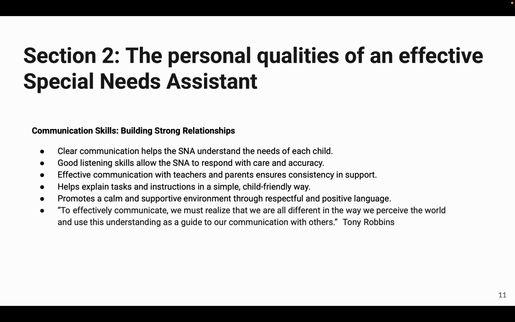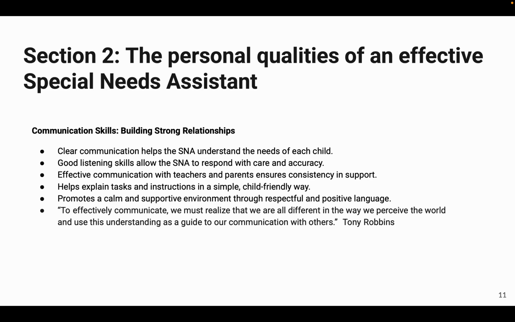Communication skills. Building strong relationships. To build strong relationships, you should use clear communication. This helps the SNA understand the needs of each child. Being a good listener allows the SNA to respond with care and accuracy. Effective communication with teachers and parents ensures consistency in support.